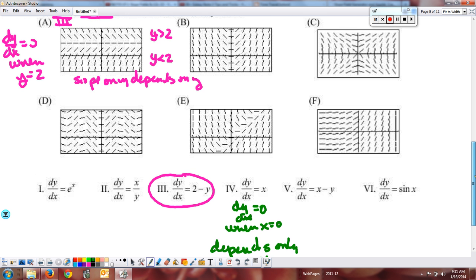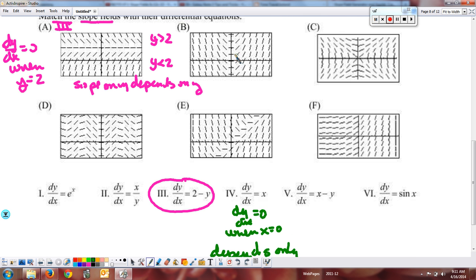And when x is 0, what axis are you on? You're on the y-axis. So I look up here, and there's two that have slopes of 0 on the y-axis, which is B and D. So I'm eliminating these three over here. And then I notice that it depends only on x, and I make sure I have parallel lines going in the vertical direction, which I do in all of these.